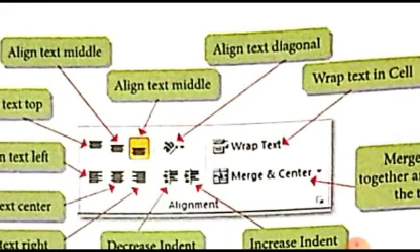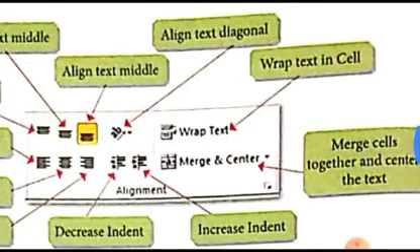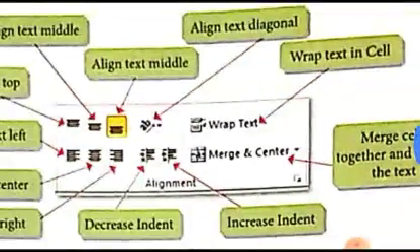Then wrapping text in a cell. For wrapping, we will see what the meaning of wrapping text is. And then merge and center. The Merge and Center button is used for merging the contents of two or more cells together, and for centering the text also. For this option, we will use the Merge and Center button.